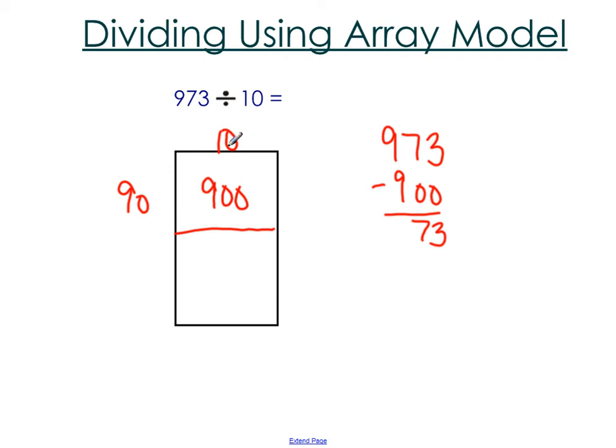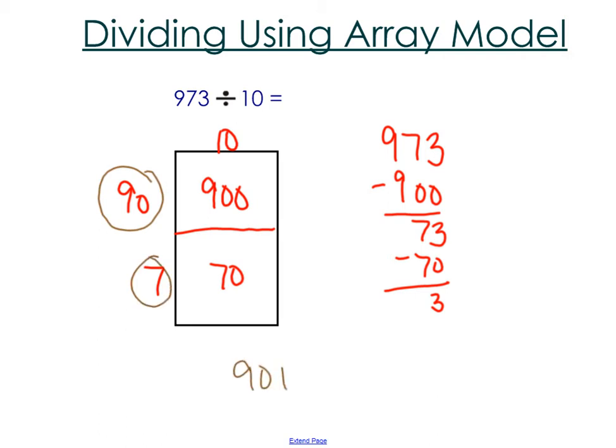Now, what other multiple of 10 gets us close to 73 without going over? That would be 7. So this amount here times 10 is 70. So now we have taken away 70, and what's remaining is 3. And we know 10 times something cannot make 3. So what we have come to for our quotient is 90 was used and 7 was used. So that's 90 plus 7, which is 97, and what's left over is our remainder 3. So 973 divided by 10 is 97, remainder 3.